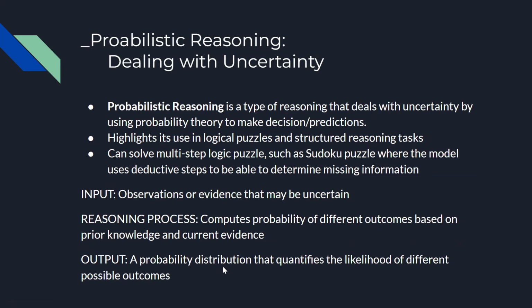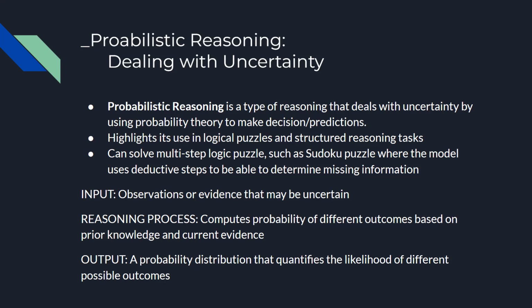The other reasoning model is the probabilistic model, which is what deals with uncertainty. So it is pretty much just a type of reasoning that deals with uncertainty by using probability theory to make decisions or predictions. It highlights its use in logical puzzles and structured reasoning tasks, and it can also solve multi-step logic puzzles such as Sudoku puzzles, where the model is actually using deductive steps to be able to determine missing information. So whether it's untrue what's to come next, it will determine a way to figure out what is missing or what is needed to have that information.